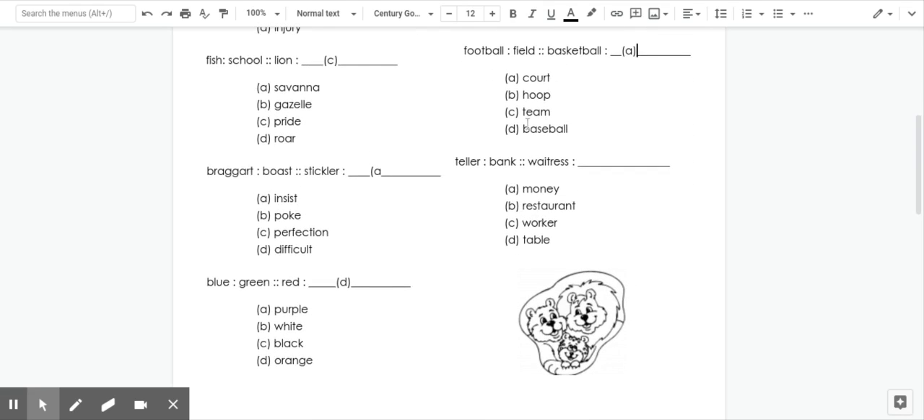And the last one. Teller is to bank as waitress is to what? So a relationship between teller and bank would be a teller works at a bank. So then you would say a waitress works at a, and the best choice there would be restaurant.